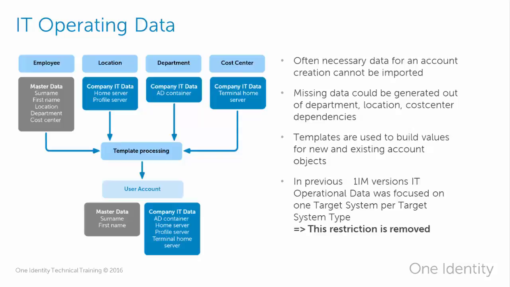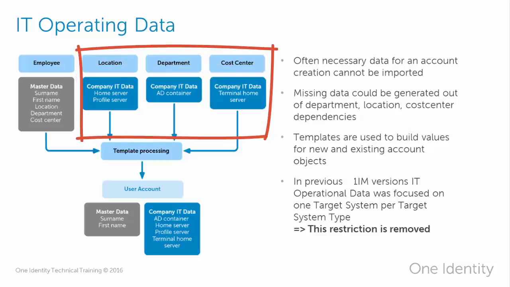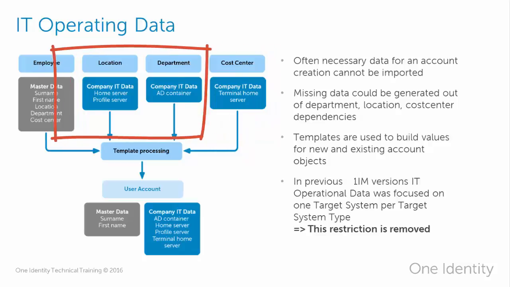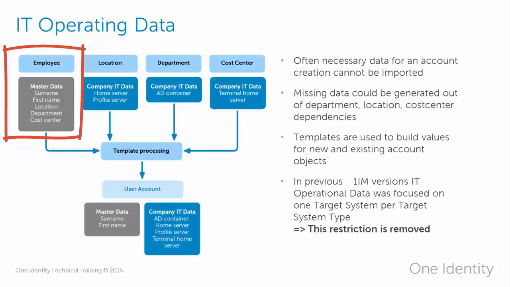Now, I want to show you in this slide what IT data are. IT operating data are specific values that can be assigned during an account creation based on, depending on location, department or cost center. They are used because very often authoritative sources like an HR system do not contain the necessary information, for example, to create an Active Directory account. Remember, something like an Active Directory container is not something that an HR system knows about, but it is not possible to create that account without this information.